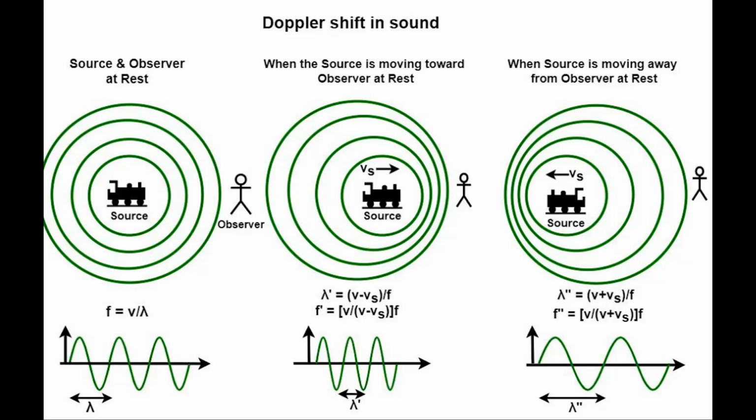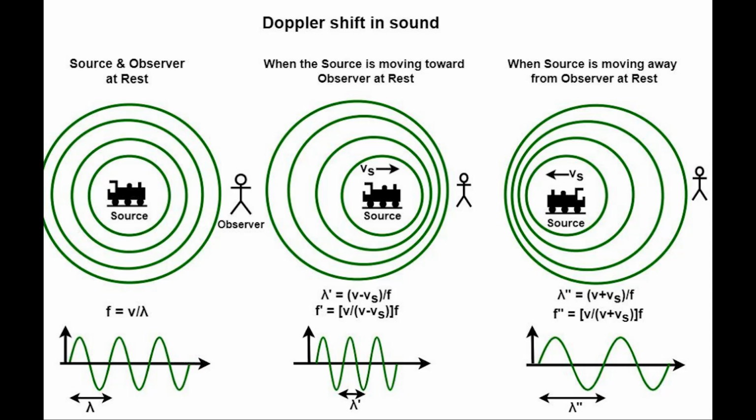Exactly. The effective wavelength lambda' in front is lambda' = vT - v_s T. We can factor out T, so lambda' = (v - v_s)T. And since T = 1/f_0, that means lambda' = (v - v_s)/f_0, and that's the shortened wavelength. Correct. Now, the frequency the observer perceives, f', is the wave speed v divided by this new shorter wavelength lambda'. So f' = v f_0/(v - v_s). And if you rearrange that, you get f' = f_0 v/(v - v_s). That's the formula given. Precisely.